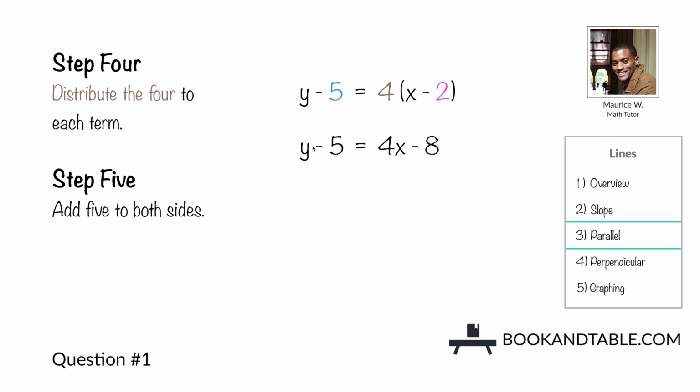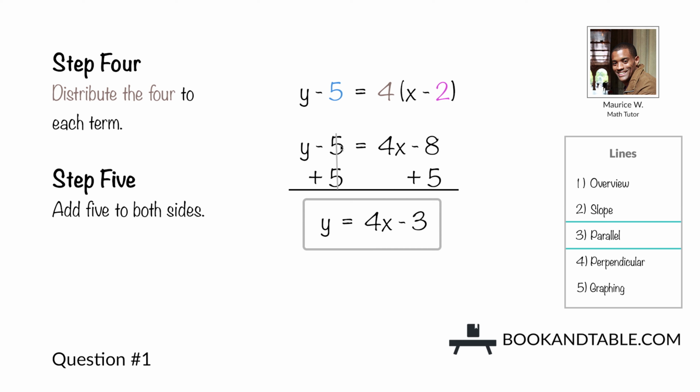You want to isolate y. So to get rid of this -5, step 5 is to add 5 to both sides. -8 plus 5 is -3. So we see that the parallel line that we're looking for in question number 1 is y = 4x - 3.